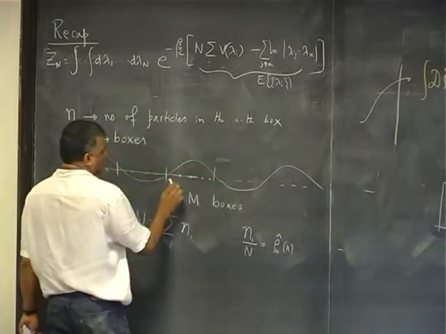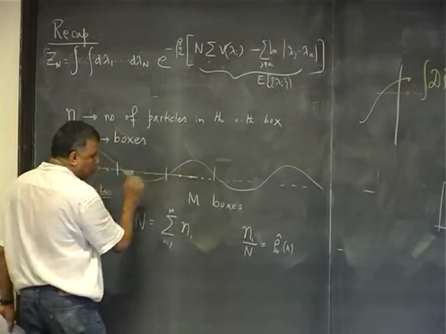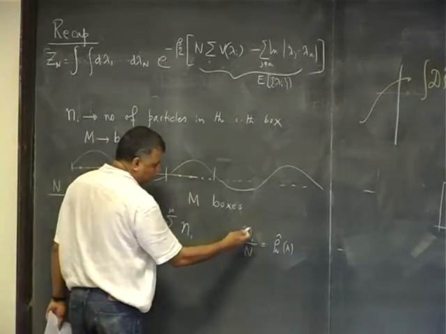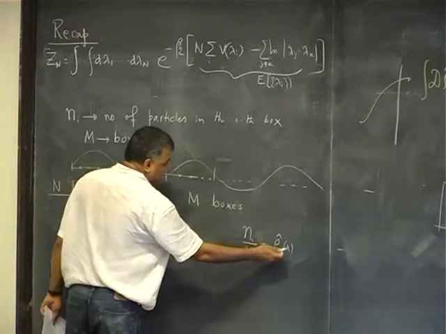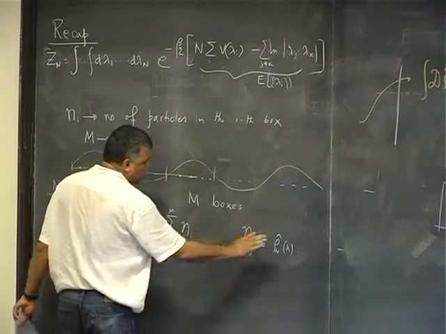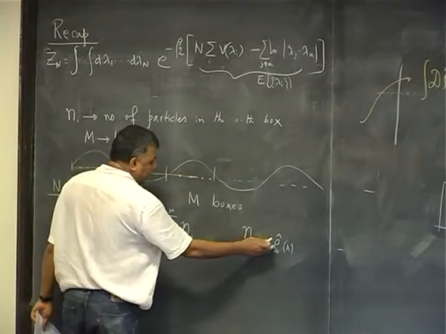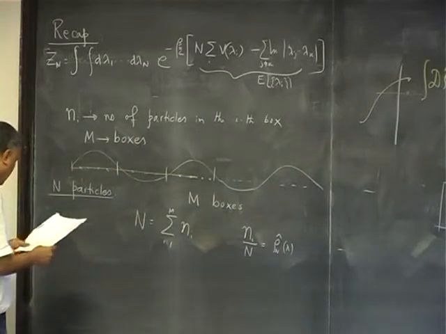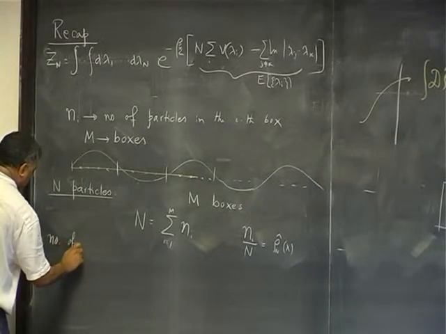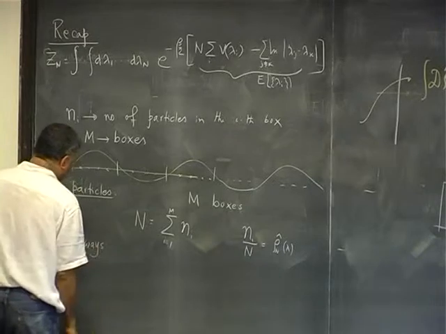So if I'm looking at a given lambda, and around this lambda I'm constructing a box, and I'm putting Ni particles there, then locally this is the local fraction, the local density. That is the constraint. So I have to distribute the particles in such a way that locally Ni over n is some given number. So how many ways of doing this? Anybody? The number of ways of distributing n balls into m boxes.